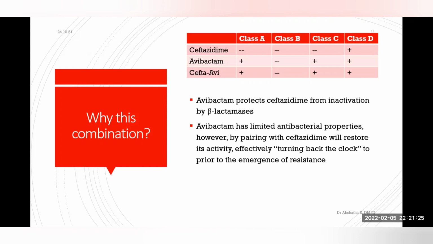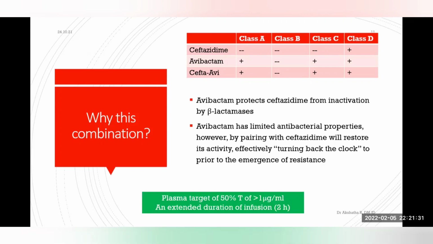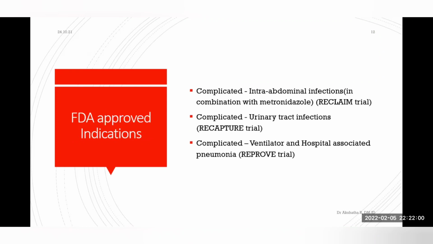As I have mentioned before, class B is your metallo-beta-lactamases. This combination, just like any other beta-lactamase inhibitor combination, has time dependent activity, and hence the plasma target is concentration above the MIC for more than 50% of the duration. It should be above the MIC, and hence it is recommended that you give an extended duration of infusion over 2 hours.